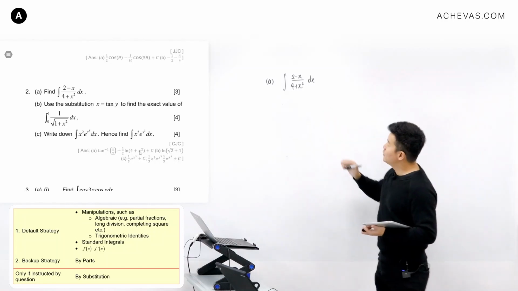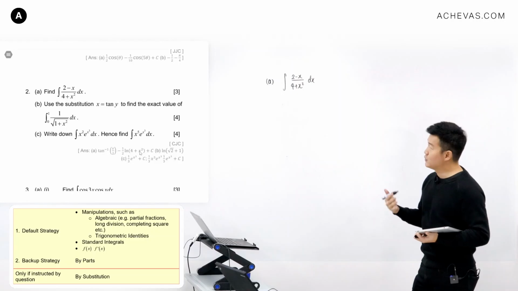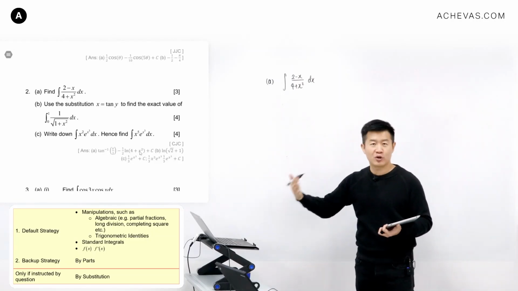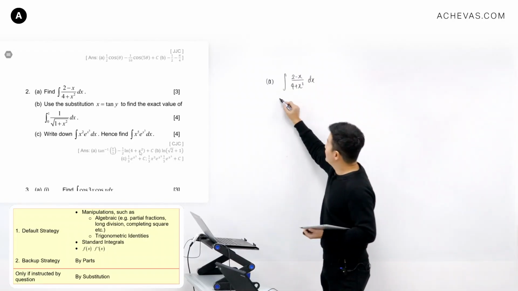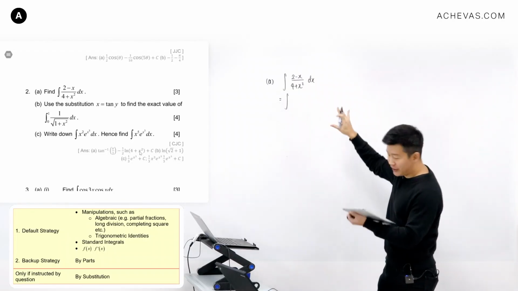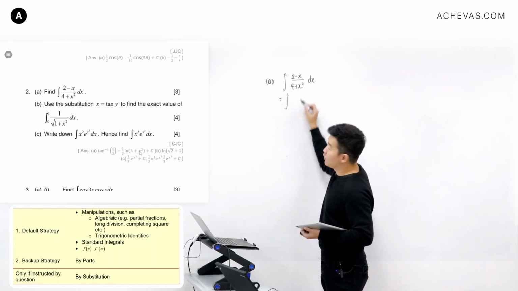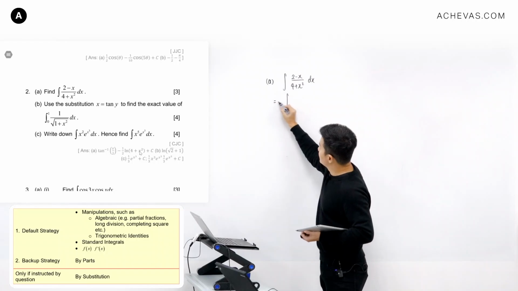So let's see what we can manipulate in order for us to use some standard results or use some f(x), f prime(x), since that is our default strategy. We should try as much as possible to explore from that direction first. And I think a good way is to break up this integral into two parts. The first part is going to be 2 over 4 plus x squared. And 2, which is a constant, maybe I should just take it out of the integral.